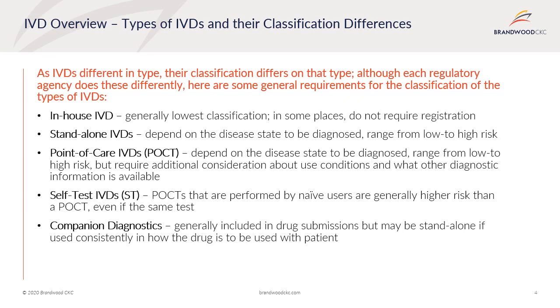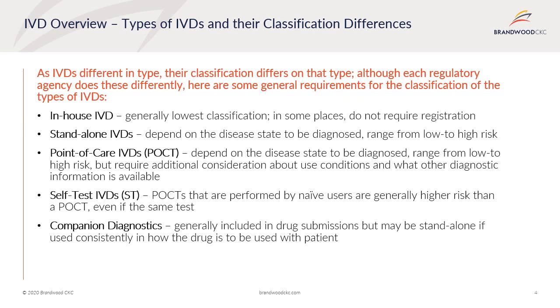So with that in mind, there are some general statements we can make about the requirements for each of the types of IVDs we illustrated. So in-house IVDs, because they are unique to the laboratory and they do the validation in-house, are the lowest classification. And in some places, they're not even required to go through a registration activity.